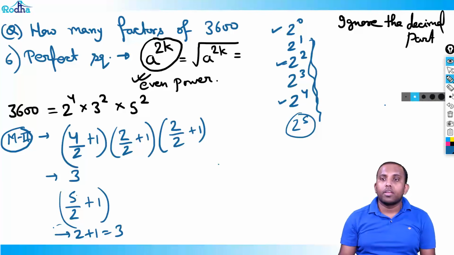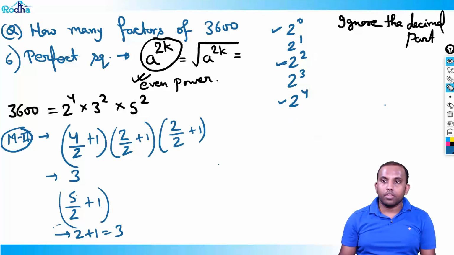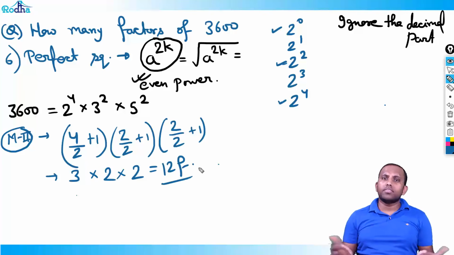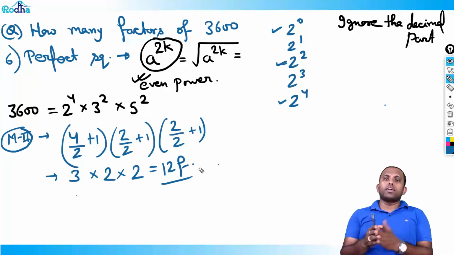This one again. So right now, out of these numbers, 4 by 2 plus 1 is 3, into 2 by 2 plus 1. So 1 by 1 plus 1 is 2, and 1 plus 1 is again 2. So 3 into 2 into 2, 12 factors. This was the answer, right? In the last slide also, this was the answer only: how many factors of 3600 are perfect squares?